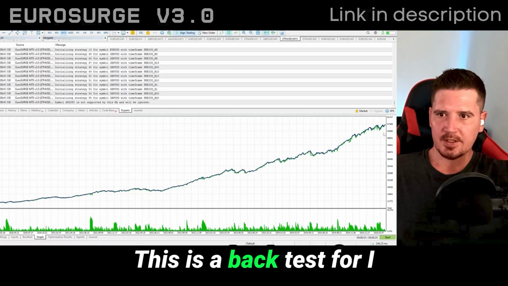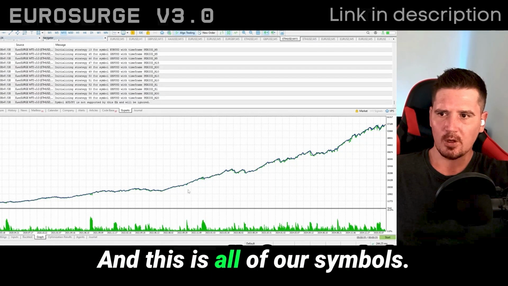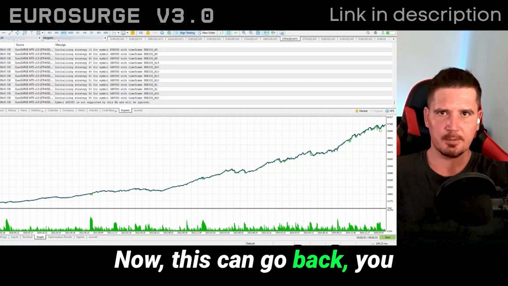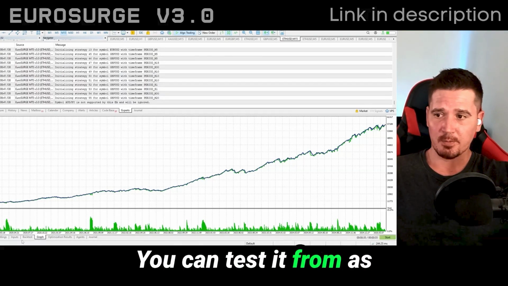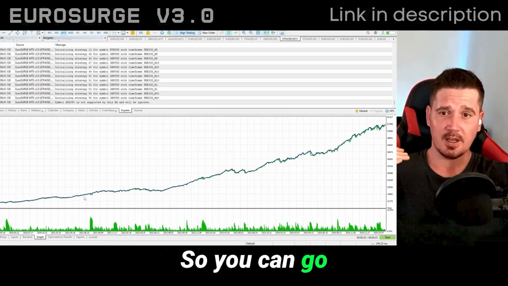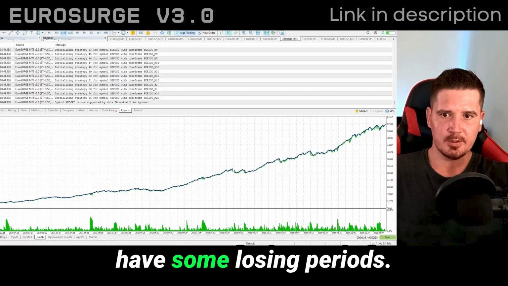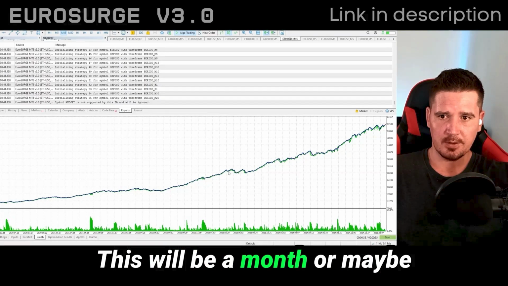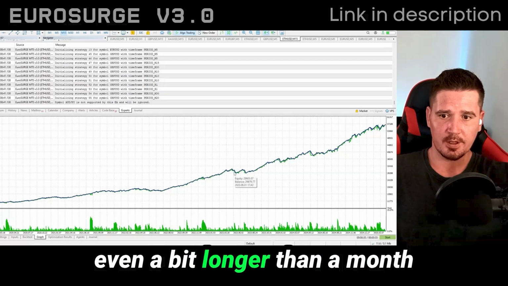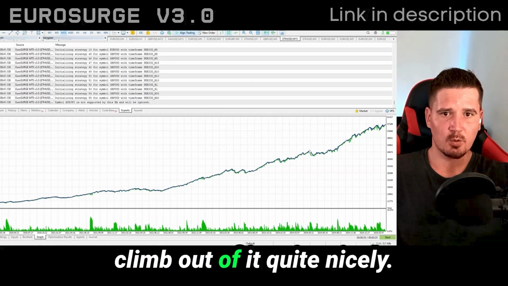This is a backtest for, I believe, from 2020. And this is all of our symbols. Now this can go back. You can test it from as far as you have data. For me, it is 1999, so you can go ahead and test it. It just goes. Obviously, there are periods. So here we have some losing periods. This will be a month or maybe even a bit longer than a month where it will have a loss, but it does eventually climb out of it quite nicely.